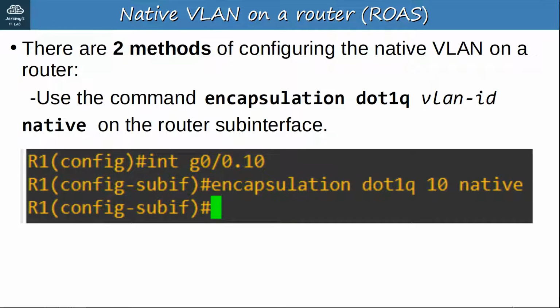Here it is. On the G0/0.10 interface, I configured encapsulation dot1q 10 native. Note that this is the complete topology from the previous lecture video, so the IP address is already configured. The only change is that I added native to the encapsulation dot1q command.